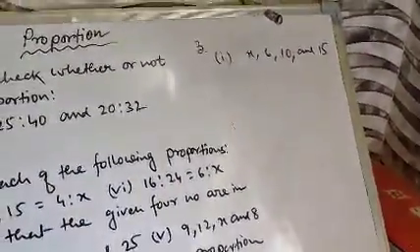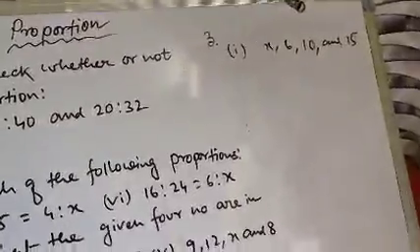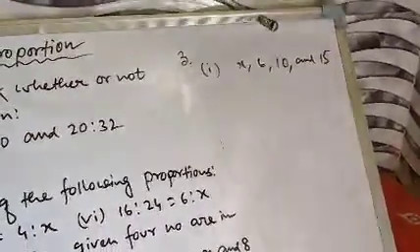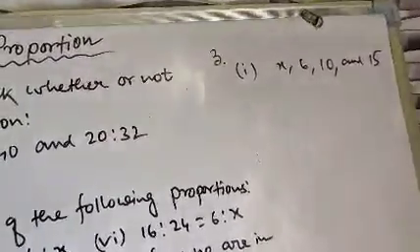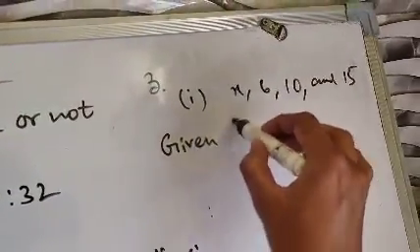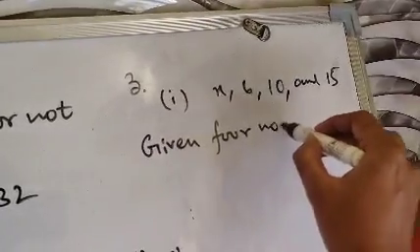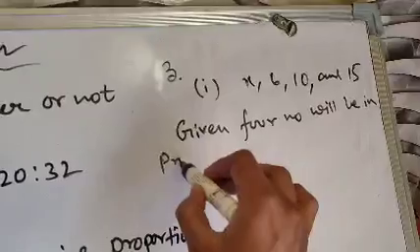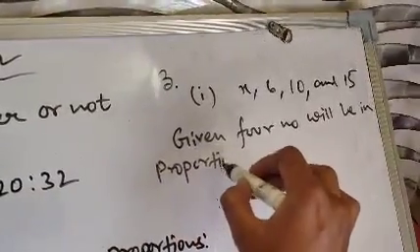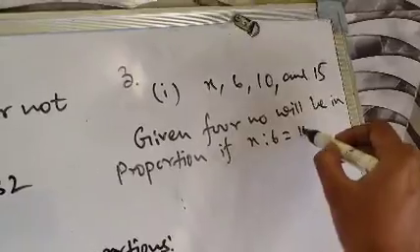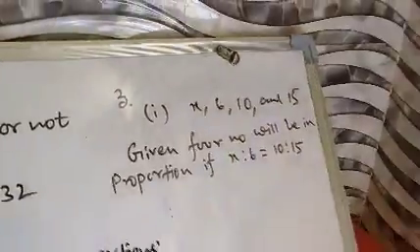So these four numbers will be in proportion if the ratio of the first two numbers will be equal to the ratio of the last two numbers. Then only the given four numbers will be in proportion. So we can write like this: given four numbers will be in proportion if x is to 6 equals 10 is to 15.